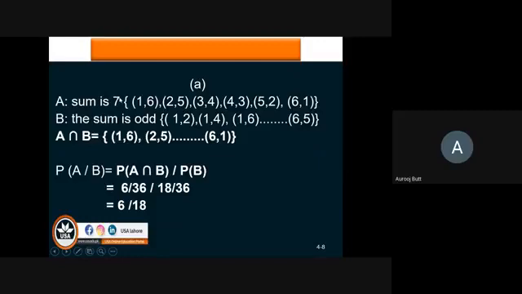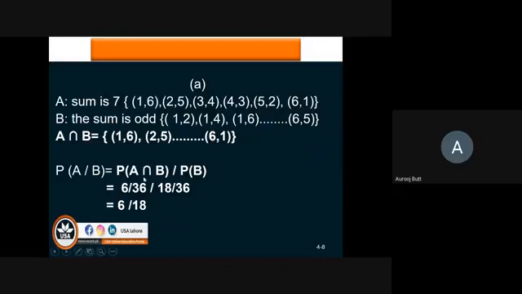So what are the common points? 1,6 and 1,6 are common in nature, so you'll just enlist the sample point. 2,5 and 2,5 is also common in both of these events, so you can enlist it. Up to 6,1: 6,1 is in this one as well as in this one, so simply enlist it. Then you will have the sample points of A intersection B. So how many sample points are common in both events A and B? That is 6 sample points.